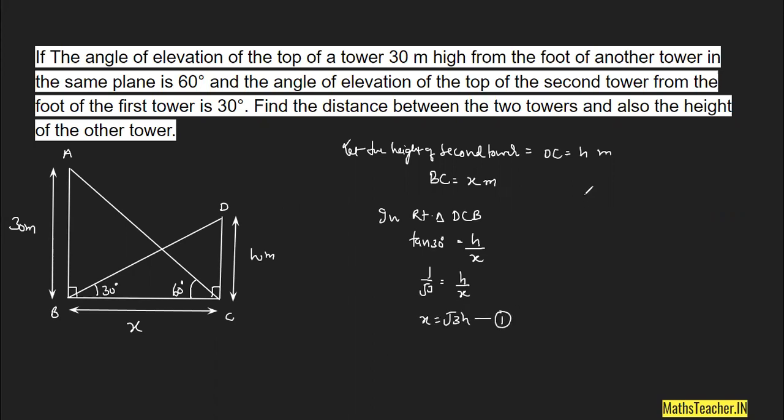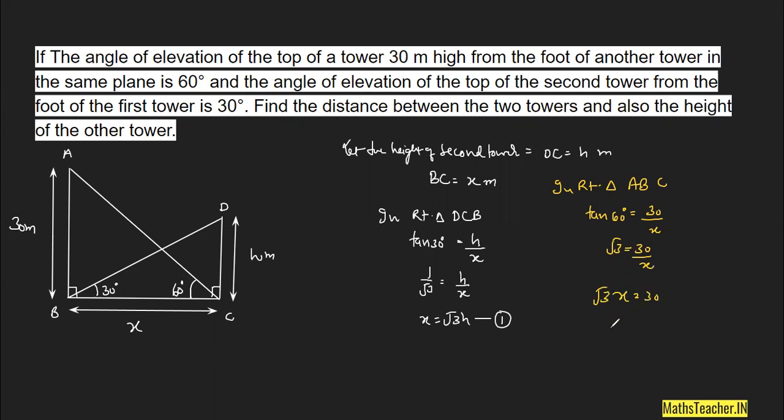Now let's move to the next one. In the bigger right triangle ABC, we can use tan 60 equals perpendicular by base, and perpendicular in this case is 30 meter and base is x meter. We all know that tan 60 has a value of root 3. So it is coming out to be root 3 equals 30 upon x. Do the cross multiplication and you will get root 3x equals 30.